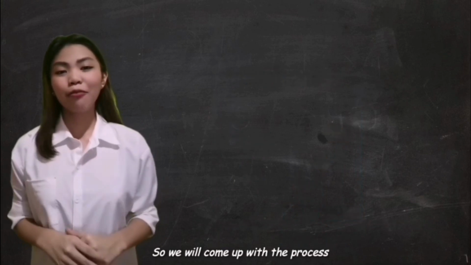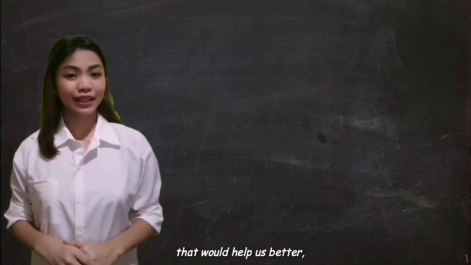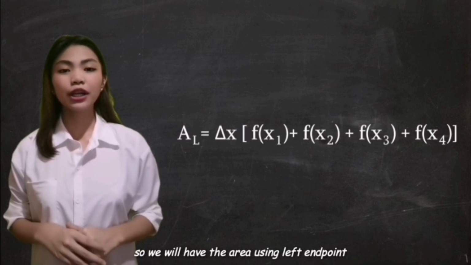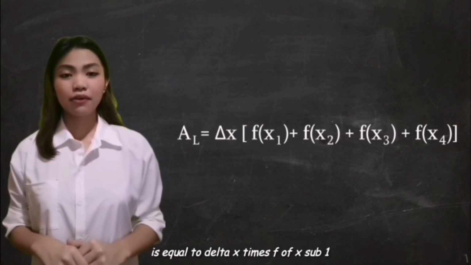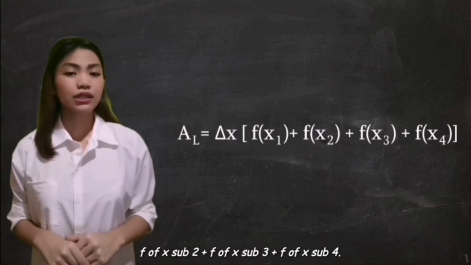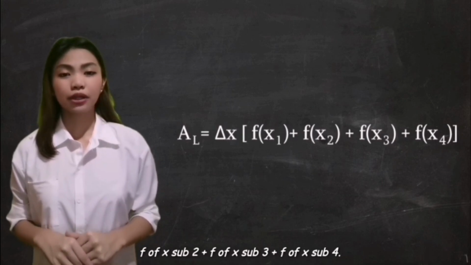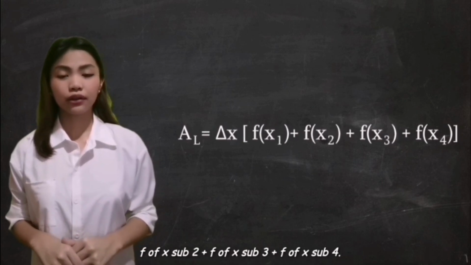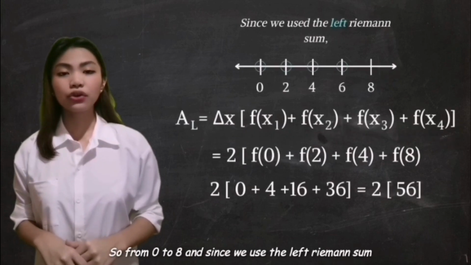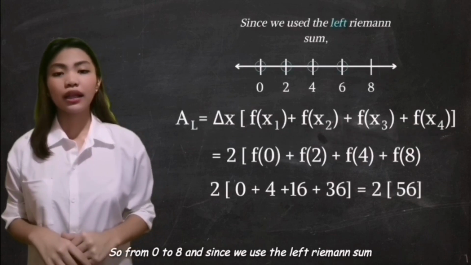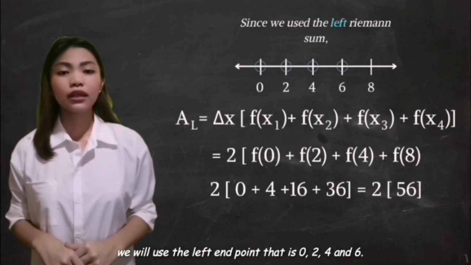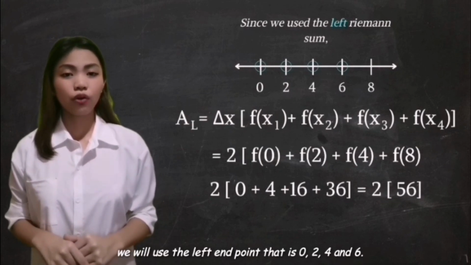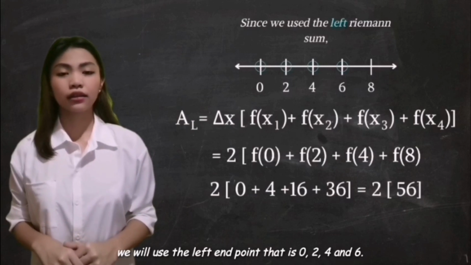So, we will come up with a process that would help us better. We will have the area using the left endpoint, that is equal to delta x times f of x sub 1 plus f of x sub 2 plus f of x sub 3 plus f of x sub 4. So, from 0 to 8, since we use the left Riemann sum, we will use the endpoints, that is 0, 2, 4, and 6.